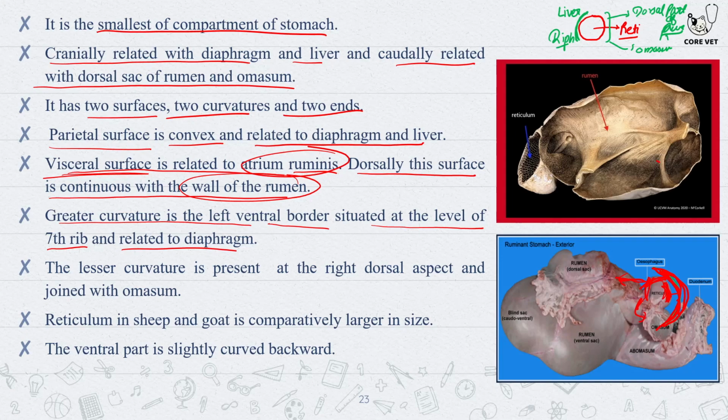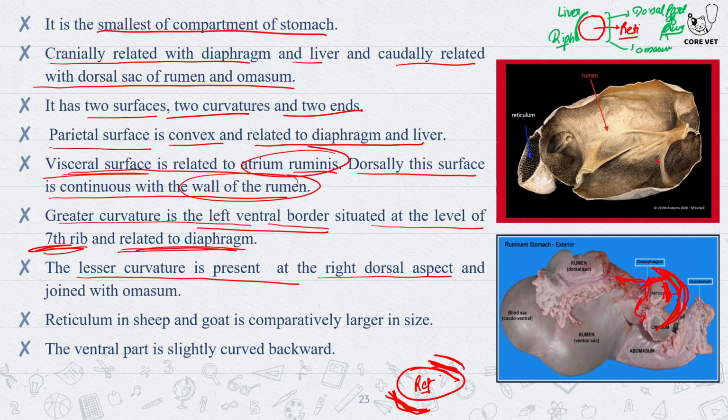So जो left side का ventral border है reticulum का वो greater curvature form करता है reticulum का और situated कहाँ से? seventh rib से लेकर diaphragm. And the lesser curvature is present at the right dorsal aspect, means right side में dorsal aspect में. वो कहाँ पे था? Left ventral border, left side ventral border. This is the greater curvature, this is the lesser curvature, and this is the reticulum, right?